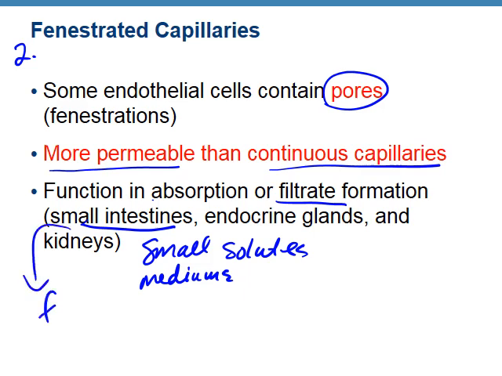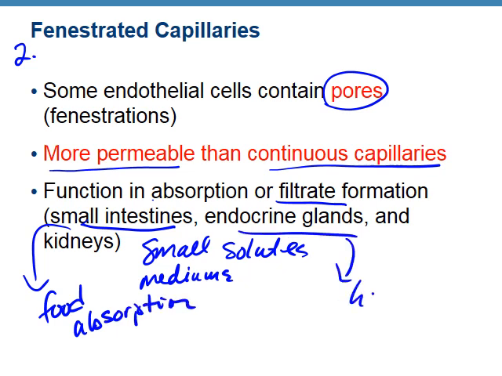Remember, our small intestines are going to have something to do with food absorption. Endocrine glands, maybe we want to pick up a hormone and have it circulating in our bloodstream. Kidneys, we'll talk more about urinary, but there's things that you may want to keep. You may want to keep sodium, you may want to keep potassium, you may want to keep calcium. So fenestrated capillaries is if you want small to medium solutes to be able to be picked up in the capillary bed.